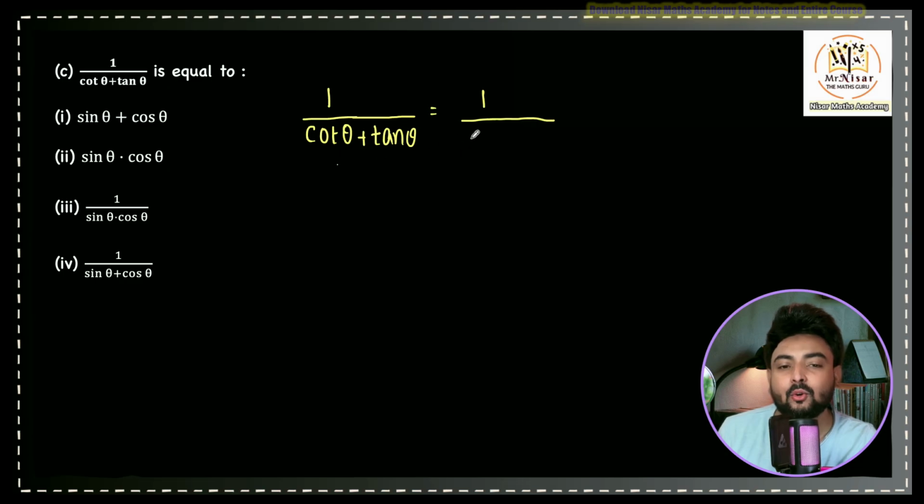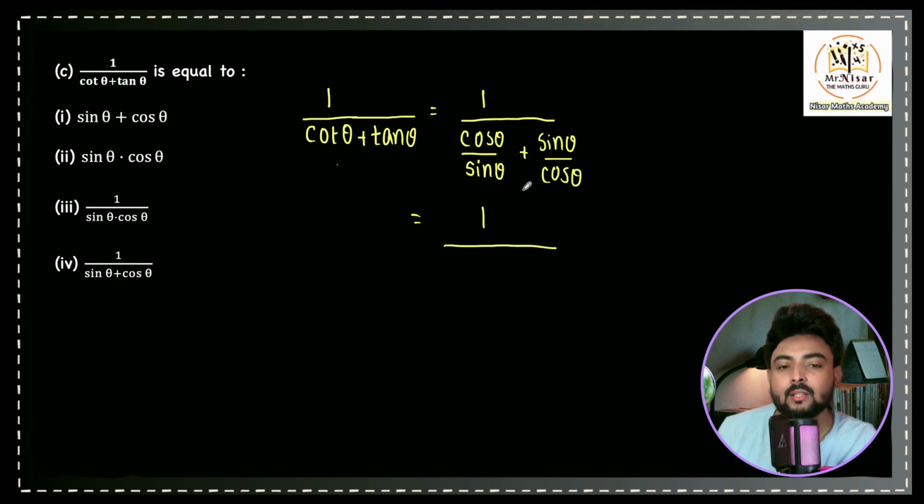So can I say that cot theta is nothing but it is cos by sine. Cot is cos by sine. And what is tan then? Tan is sine by cos. Yes. Now what we'll do in the next step? Cross multiply. Okay, as the denominators are not same, so cos into cos, it's going to become cos square theta. Sine into sine, it's going to become sine square theta. And in the denominator we have sine theta into cos theta.